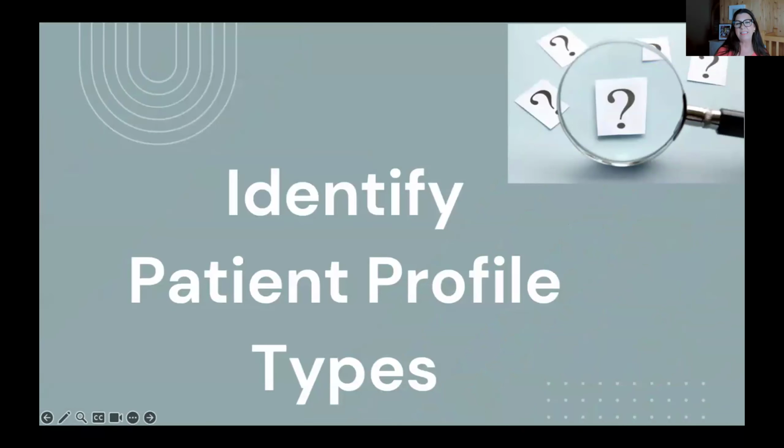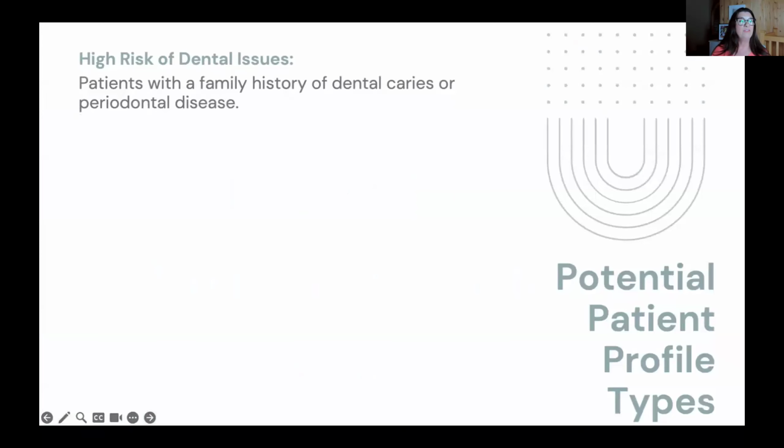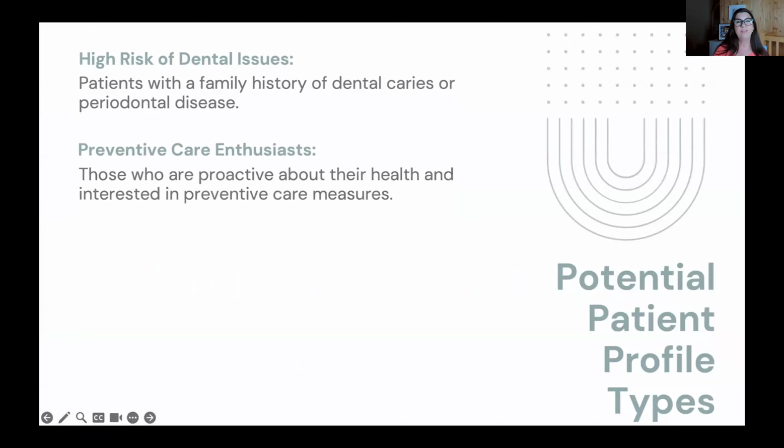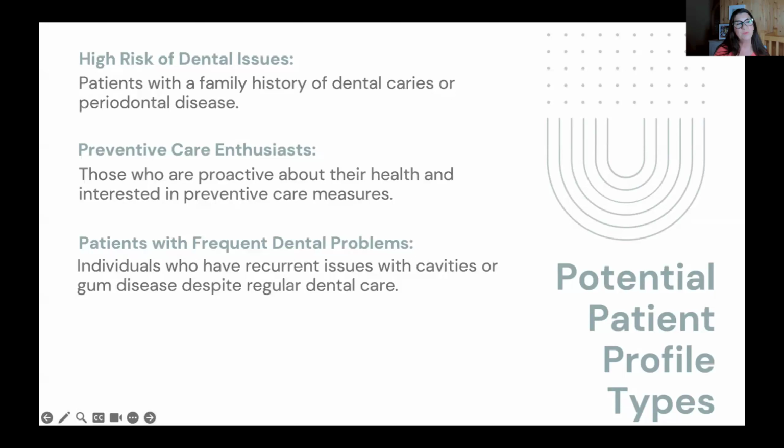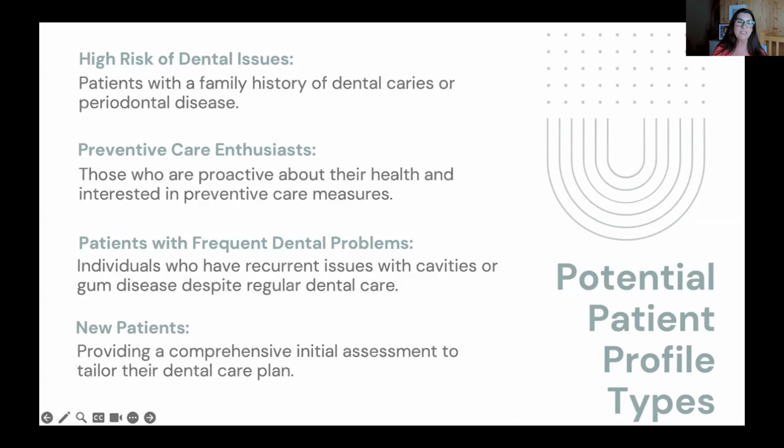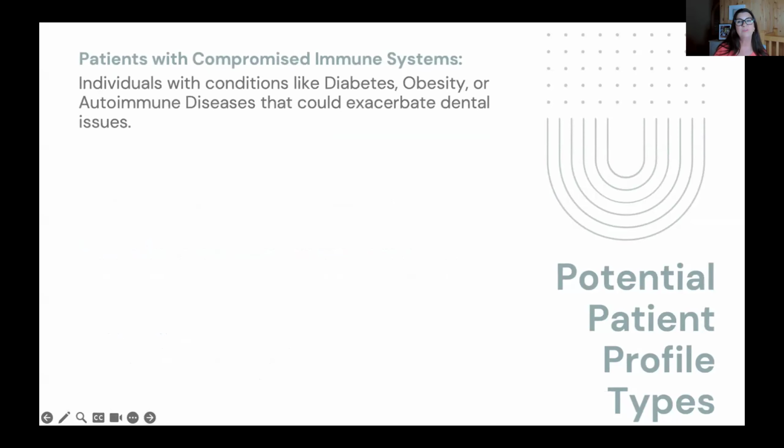So I want to take a look at who would be the ideal patient profile type that you could offer AI genetic testing to. So we have the high risk of dental issues, patients with a family history of dental caries or periodontal disease. Preventive care enthusiasts, those who are proactive about their health and interested in preventive care measures. Patients with frequent dental problems, so individuals who have recurrent issues with cavities or gum disease despite their regular dental care. And new patients, providing a comprehensive initial assessment to tailor their dental care plan. Patients with compromised immune systems, so individuals with conditions like diabetes, obesity, or autoimmune diseases that could exacerbate dental issues, and vice versa, dental issues that exacerbate the disease.